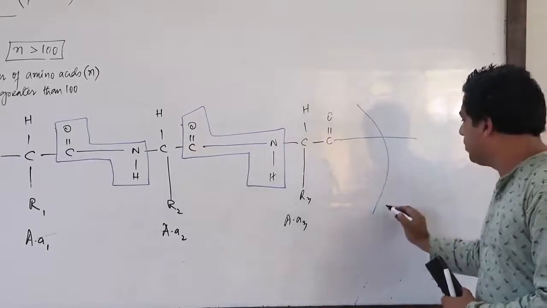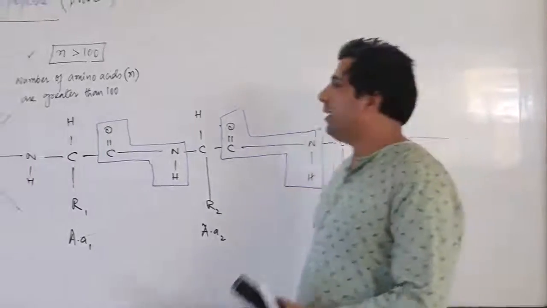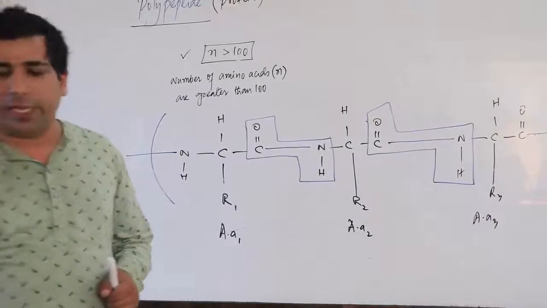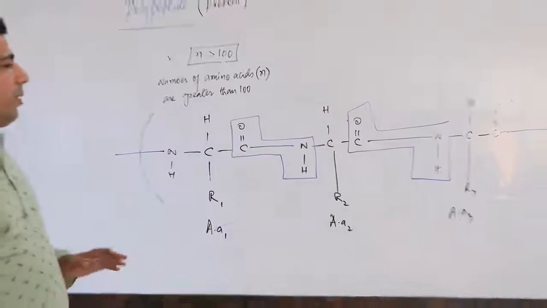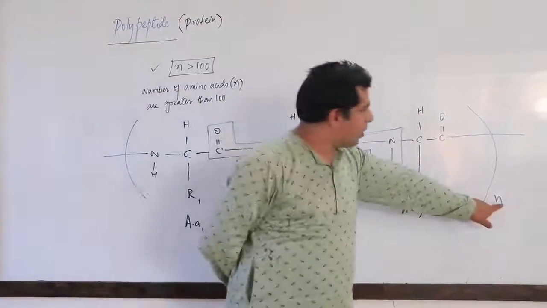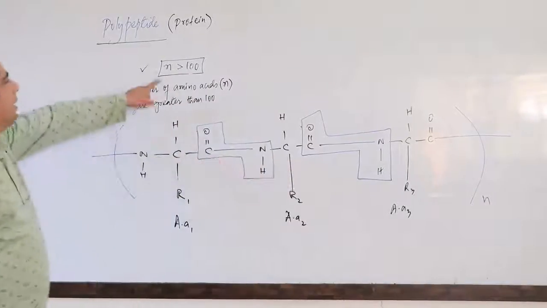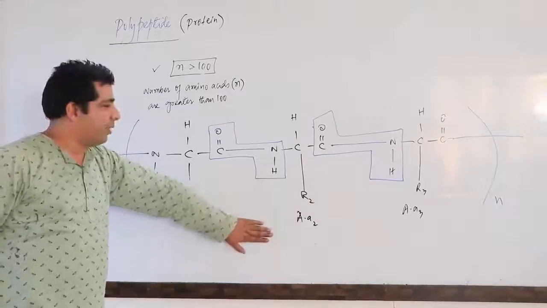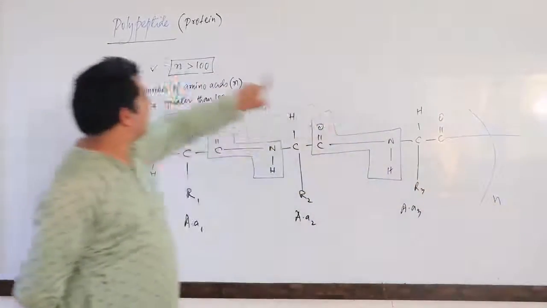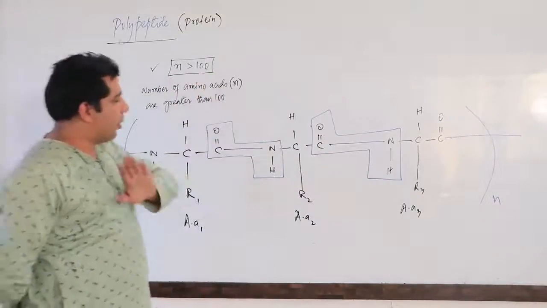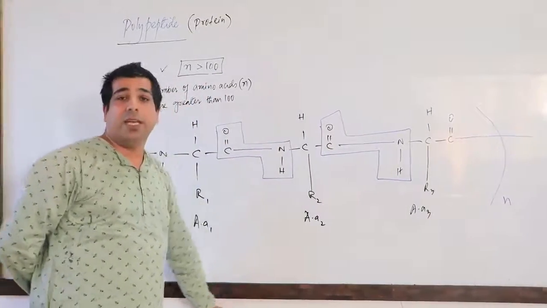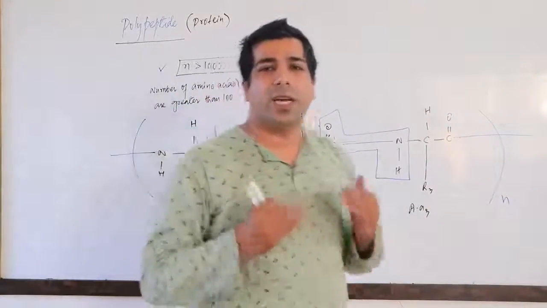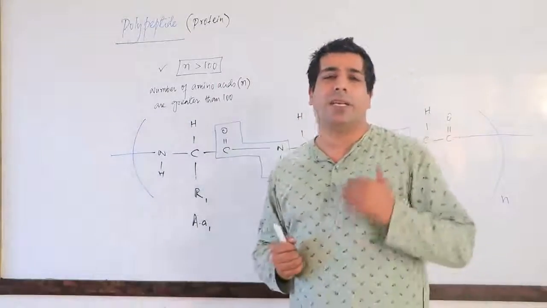But how many times will it continue? N times it will continue. And this N value has to be greater than 100. I hope you have understood, my dear friends. This N value I am talking about, this N should be greater than 100. And the molecular mass of this substance, because I am taking N greater than 100, should be greater than 10,000 unified mass, or greater than 10,000 Daltons, or greater than 10,000 atomic mass units.